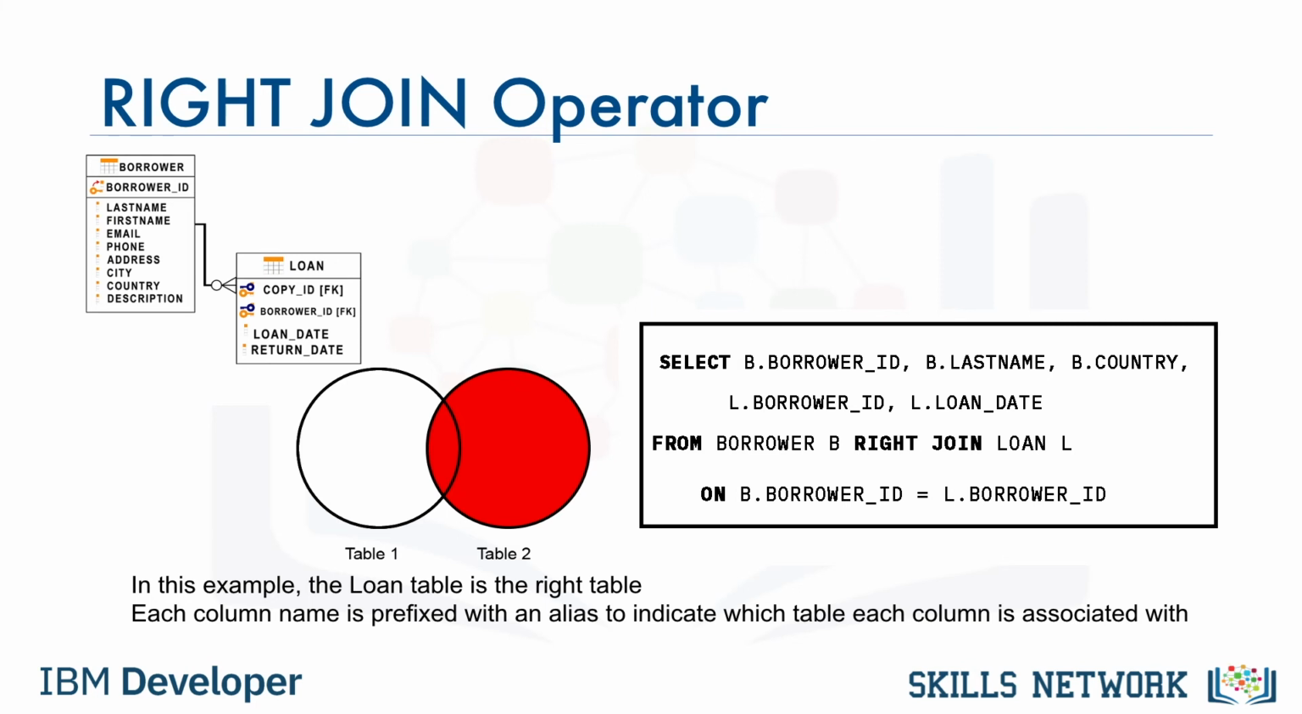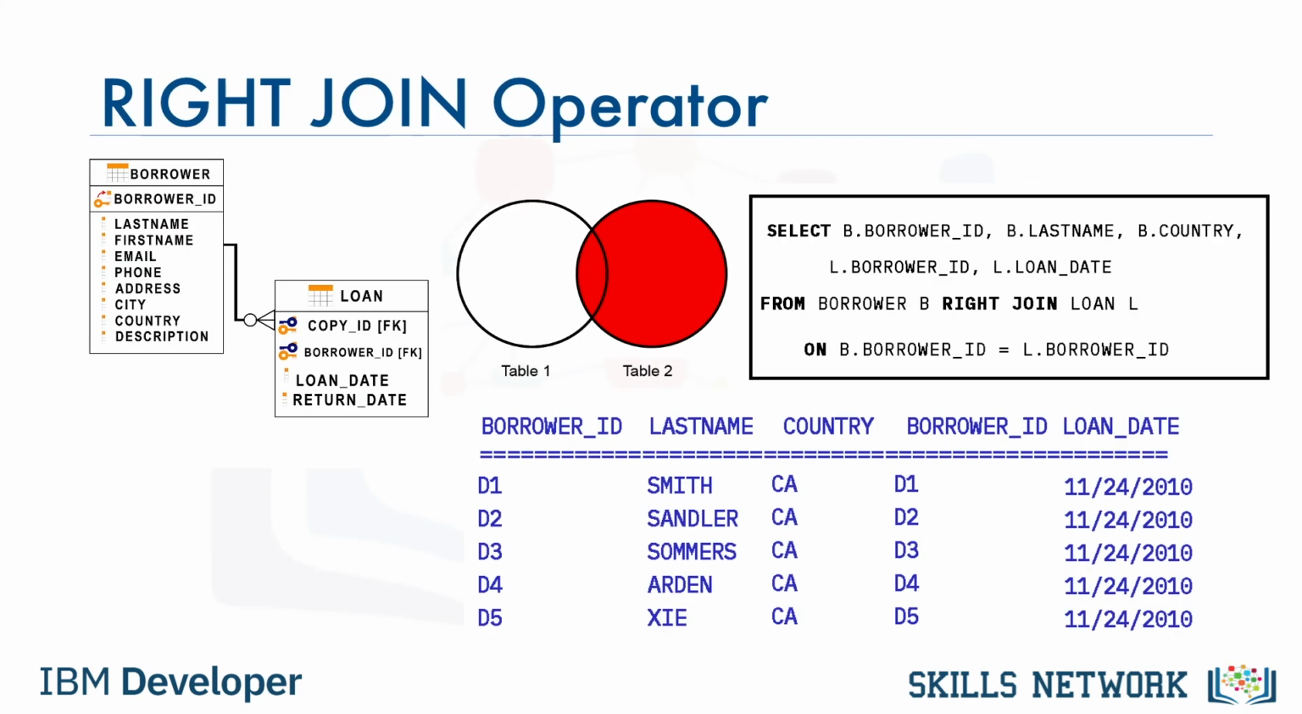For a right join, we will select the following columns from the loan table: borrower ID and loan date, and we will also select the following columns from the borrower table: borrower ID, last name, and country, where the borrower ID in the loan table matches the borrower ID in the borrower table. And here's the result set.